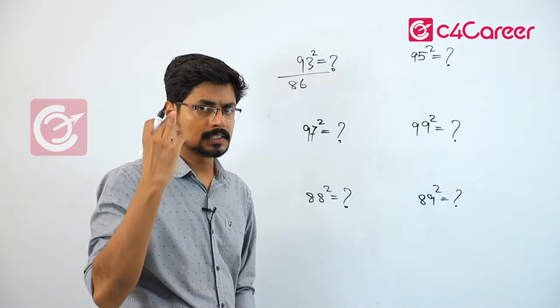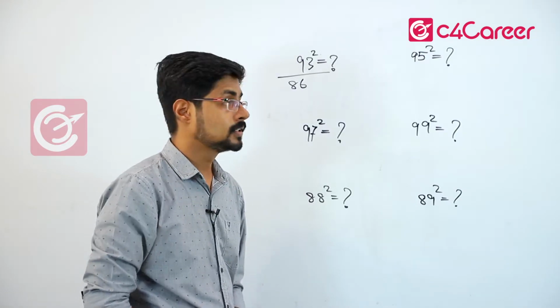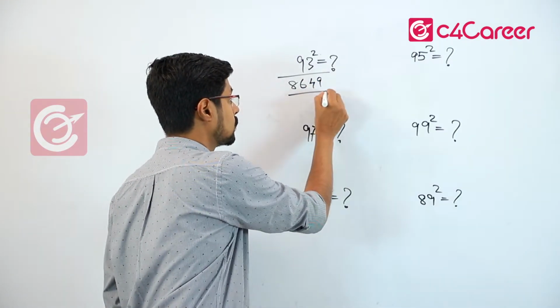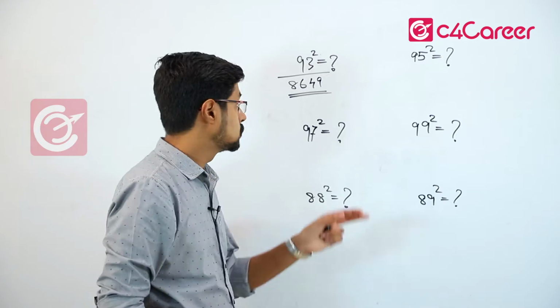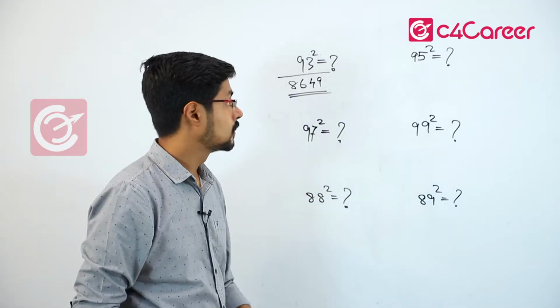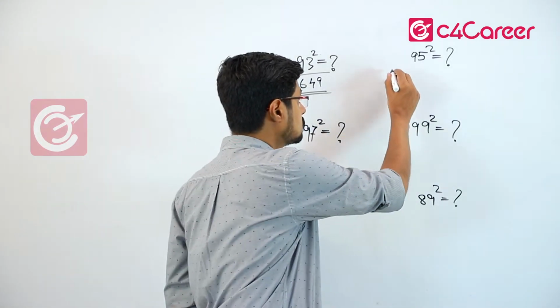86. Second part is 7 square. The difference is 7. So that is 7 square. So that will be 49. So the answer is going to be 8649. Come, let's look at this.